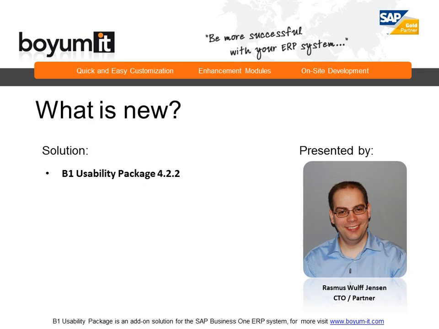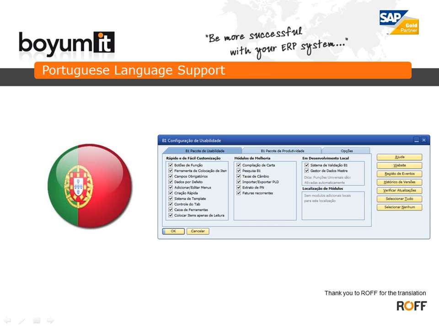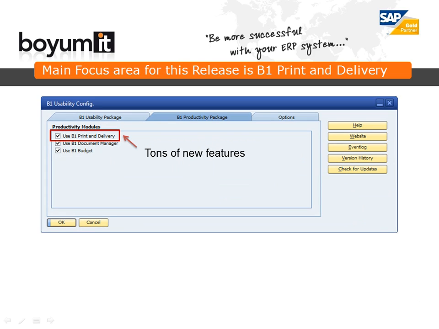My name is Rasmus Jensen, and today we'll be looking into what's new in Usability Package 4.2.2. First thing I will share with you is that we now have Portuguese language support. So if you're running SAP Business One in Portuguese or Brazilian, you will now see the Portuguese language across the different configurations. Other than the new language supported, our main focus point for this release has been the B1 print and delivery, where we have made a ton of new features that I will show you now.